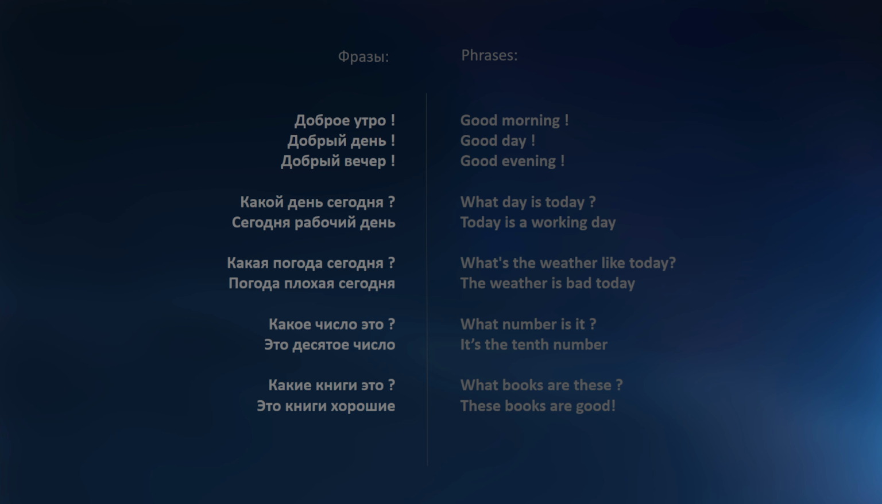To understand how it works in real life, let's read some phrases. Доброе утро. Добрый день. Добрый вечер. Какой день сегодня? Сегодня рабочий день. Какая погода сегодня? Погода плохая сегодня. Какое число это? Это 10 число. Какие книги это? Это книги хорошие.